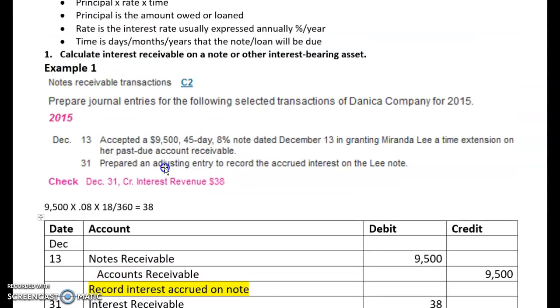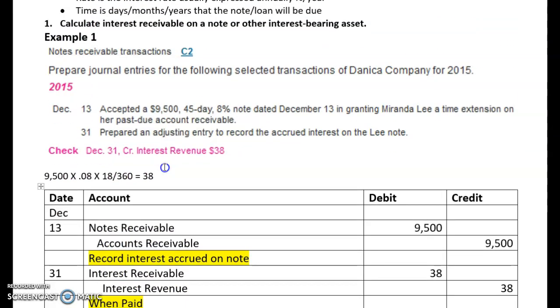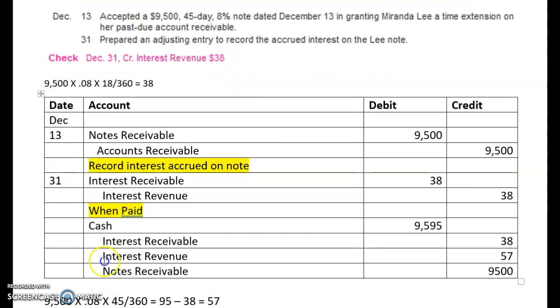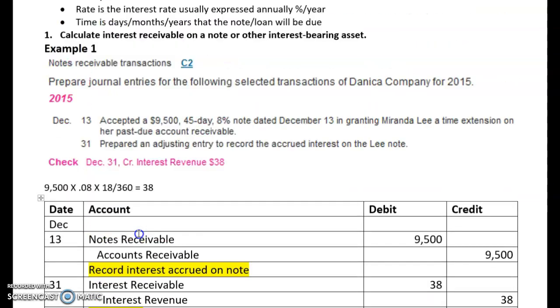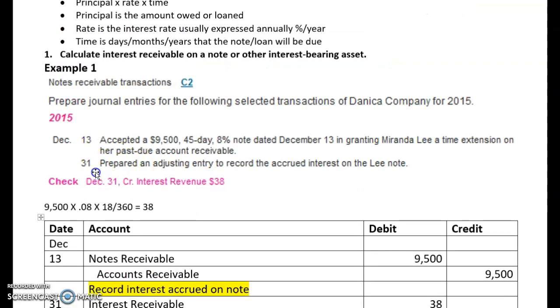Okay. We got a lot going on. And then I'm going to keep on. I'm just going to go on and do what we would do when we get paid later. So I've got like 3 parts of this, even though there's only 2 here. All right.